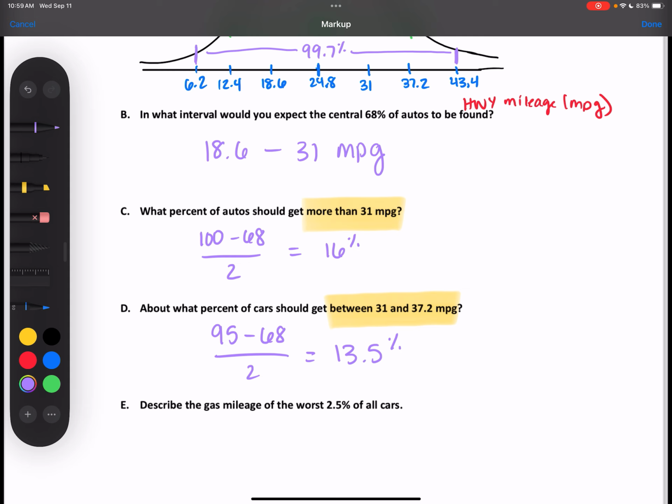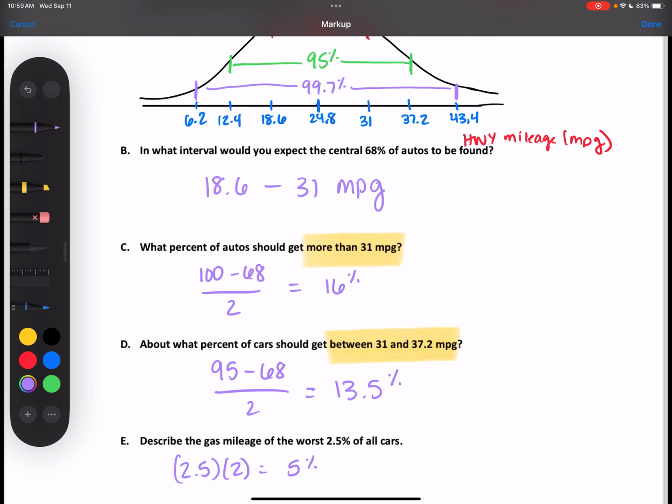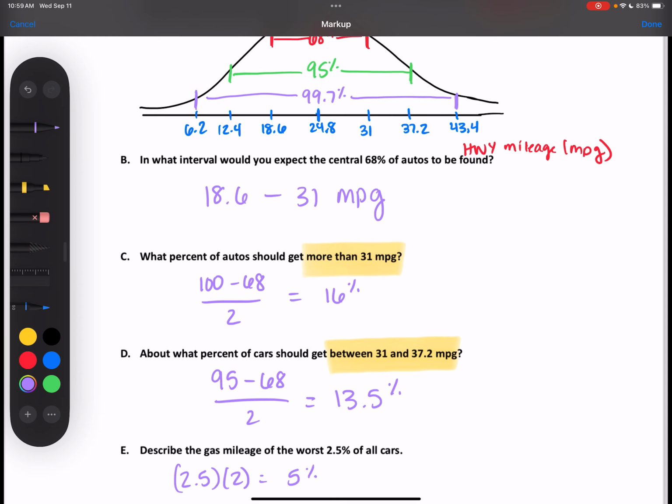So 2.5, if I double that, that gives me 5%. Why did you double it? Because right now it's only giving me this half, but I don't have any of these percentages that only give me half. So I need to double it so that I've accounted for both sides.